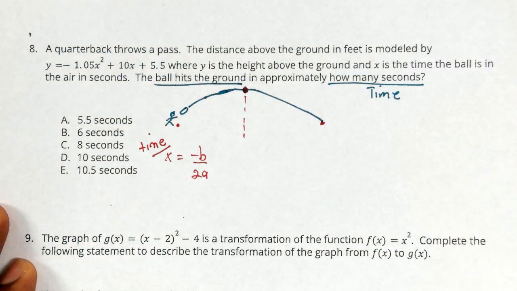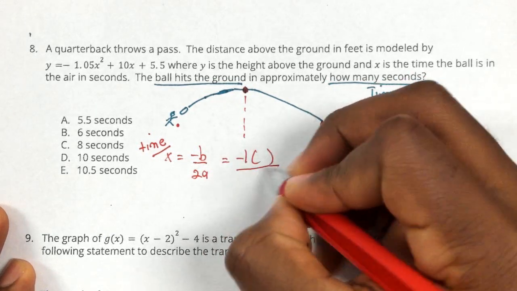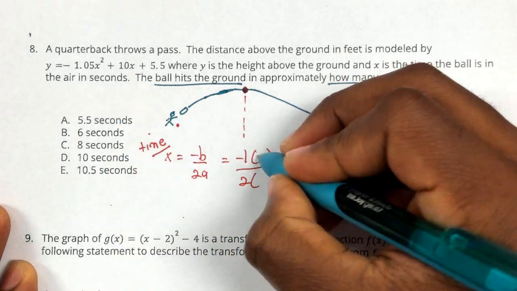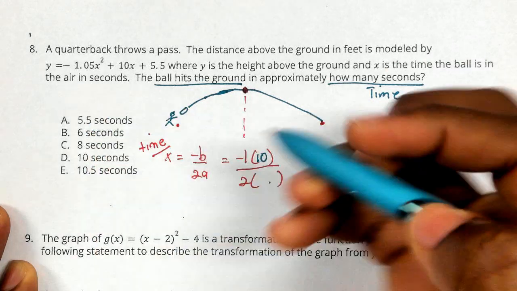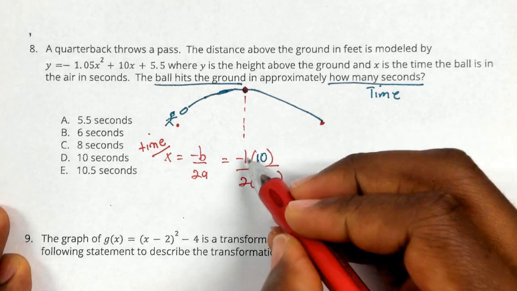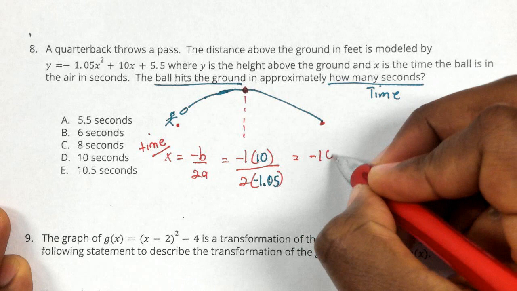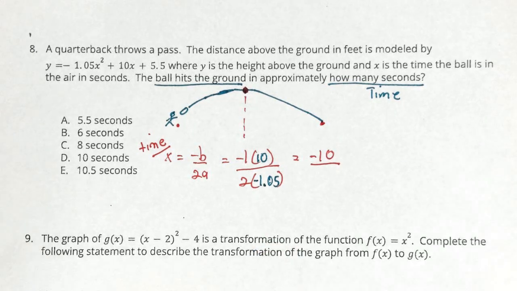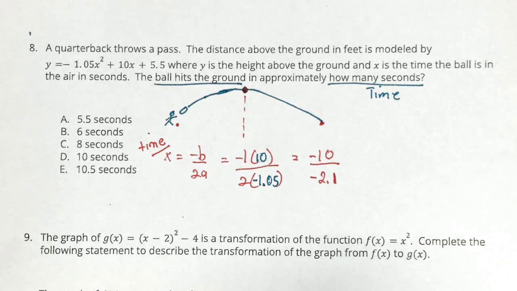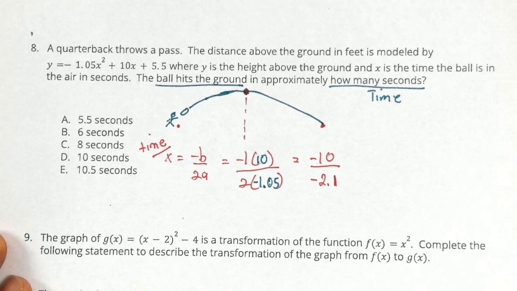A lot of times, I'll set this up like negative 1 parentheses over 2 parentheses. What is your b? Your b is 10. What is your a? Your a is negative 1.05. Negative 1 times 10 is negative 10. 2 times negative 1.05 will give me negative 2.1. Then I would do negative 10 divided by 2.1, and I would get a very long decimal.